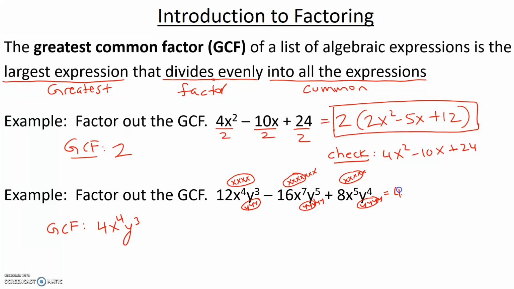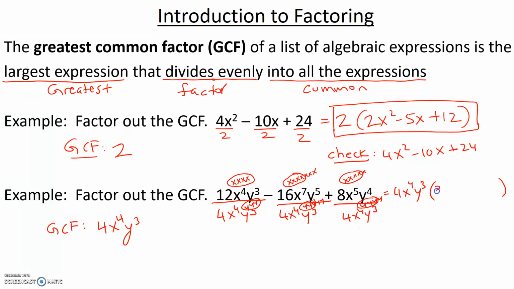So let's write the GCF, 4x to the 4th, y to the 3rd, and inside the parentheses, we determine what is left over. So to determine what's left over in the parentheses, we will divide each of these expressions by the GCF, which is 4x to the 4th, y to the 3rd.